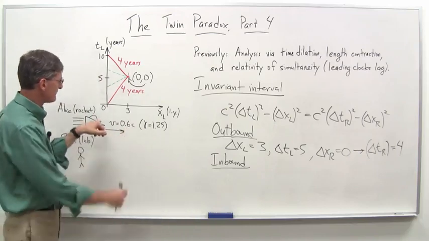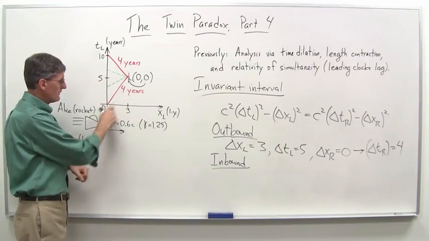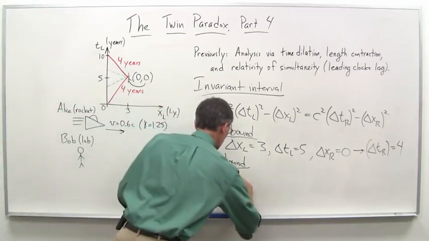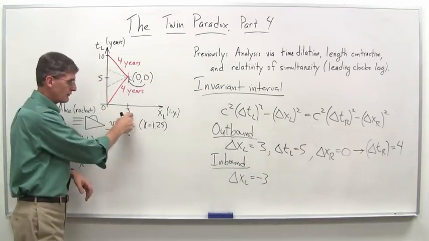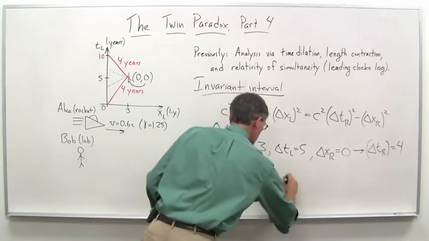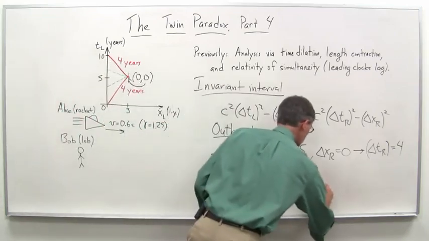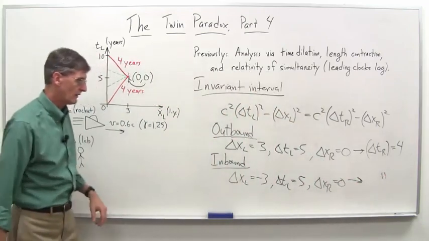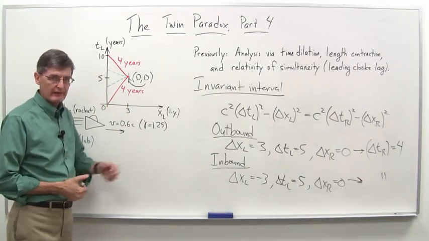Now for the inbound, notice what happens here: as far as Bob is concerned, Alice ends up at 0 and starts at 3. So in this case, delta x_L is negative 3. You do the second point minus the first point, 0 minus 3 is negative 3 there. Delta t_L, though, equals 5 again. Delta x_R is 0 again. And once again, you get really the same thing. You get delta t_R equals 4 when you work that out. So that's the invariant interval approach to this.